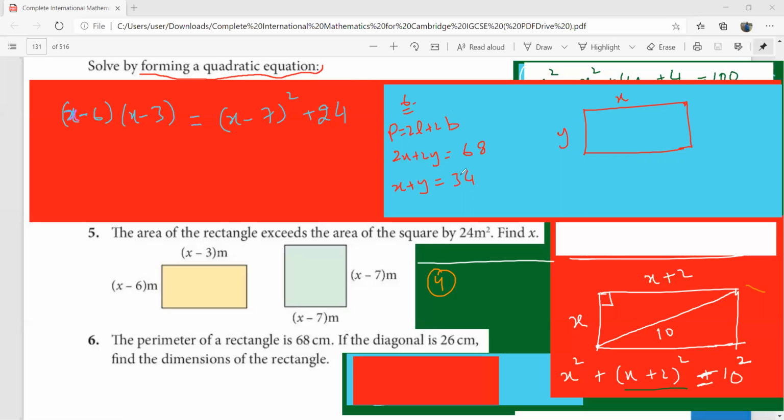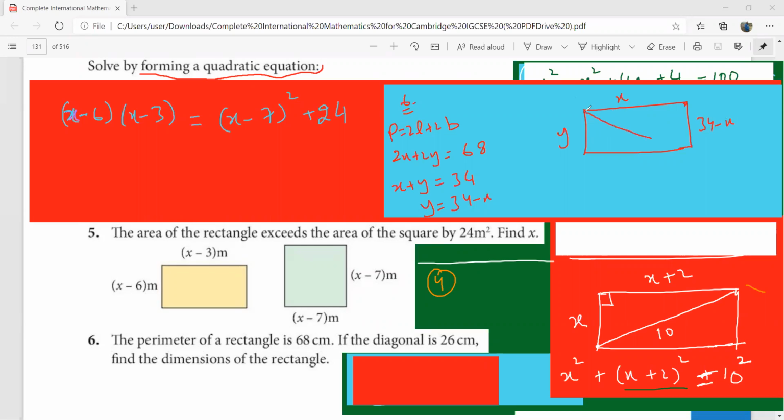So this x plus y is 34. So your y is 34 minus x. So that means this side is going to be 34 minus x. You should try to have the same variable throughout your equation, okay? Then he says the perimeter is 68.